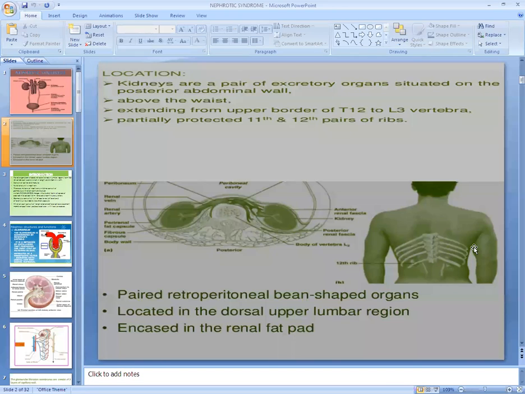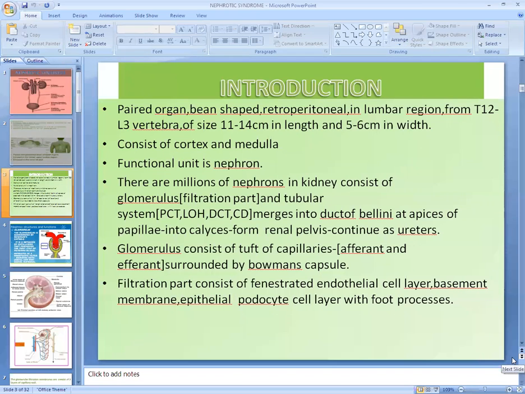These are paired retroperitoneal bean-shaped organs located in the dorsal upper lumbar region and encased in the renal fat pad. So around the kidney there is a pad of fat to protect your kidney. So introduction, these are the paired organ, bean-shaped, retroperitoneal in lumbar region from T12 to L3 vertebra.